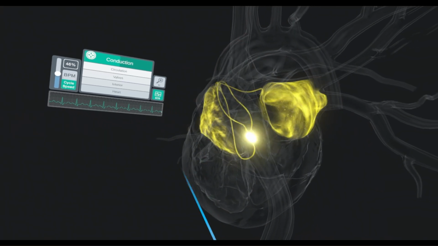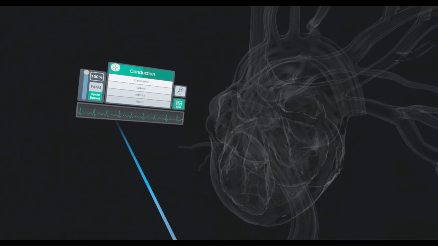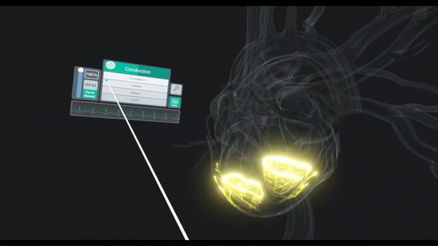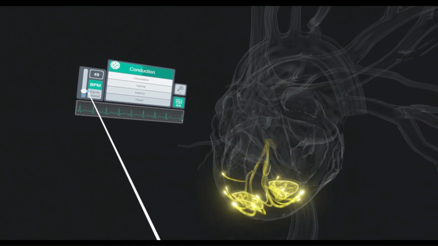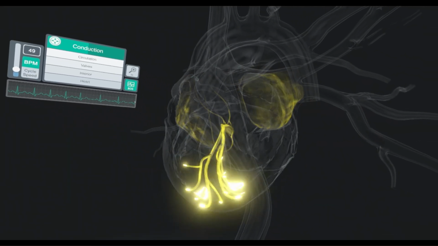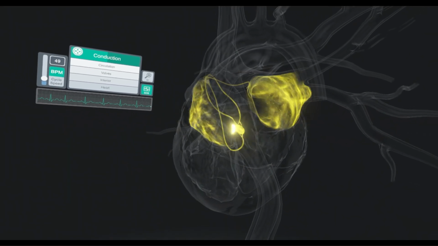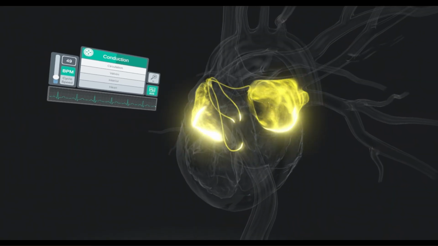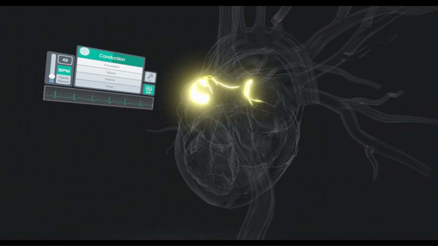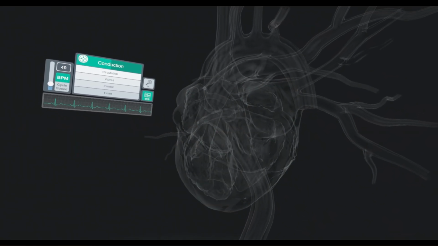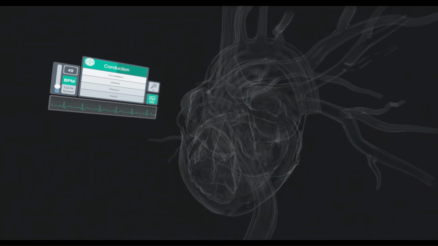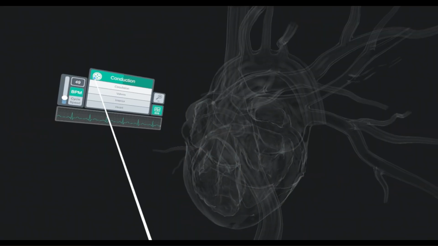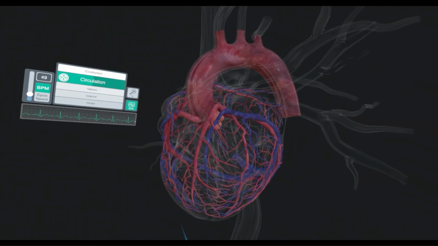We've already looked at conduction. We'll speed up that cardiac cycle to full speed. And let's turn the rate down just a little bit. We'll slow it down to about 50. This is what a healthy heart should be looking like, maybe with a little bit faster of a rate. But this helps to give us a good idea of what electrical activity should look like in the heart. Okay? Let's move on past conduction and into the circulation.